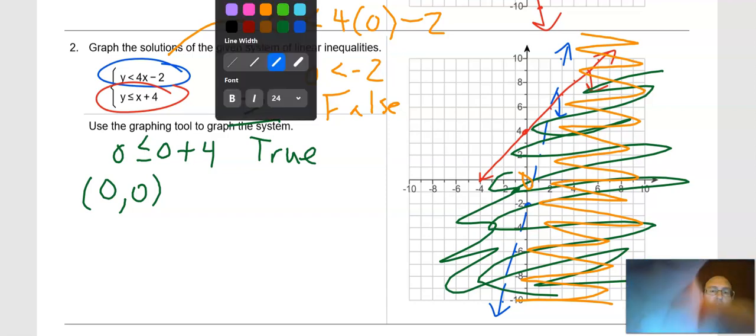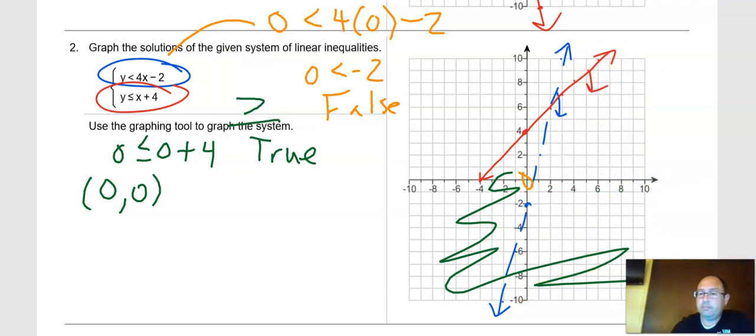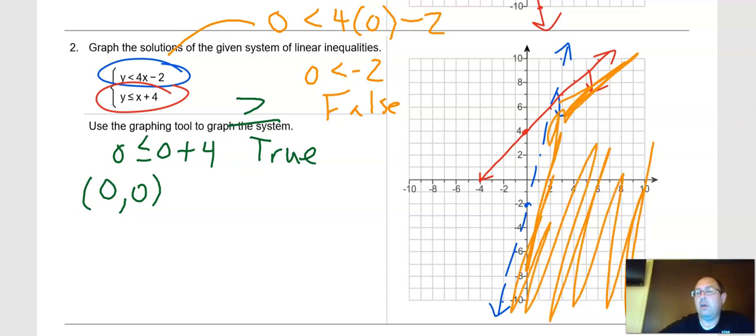Okay, so where's the overall answer to this question? Maybe I should clear that out and show you a little bit better. The overall answer to the question would be this part right here and this part right here, and then everything out here. Notice it follows the red boundary on the top, and once it gets to that intersection point right there, then it switches to the blue boundary.